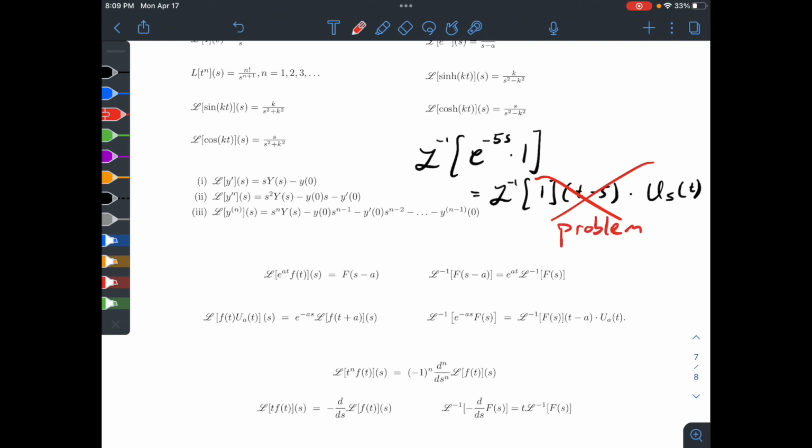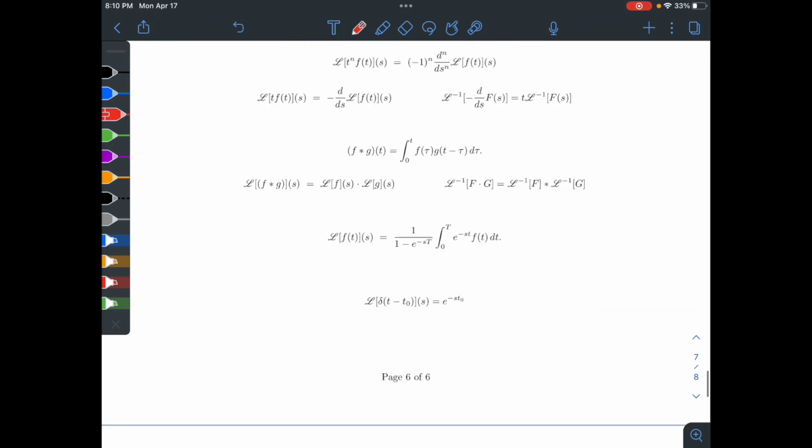This is a problem because we can't do L inverse of 1. This doesn't really exist in a nice sort of way. But this tells us that L inverse of e to the negative 5s, my 5s look like s's, is equal to delta of t minus 5.